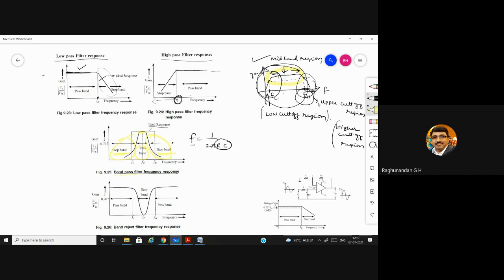Now, when you look at the other one, the band rejection filter, it is exactly the reverse of a band pass filter. It is going to allow low frequency signals and high frequency signals, but it is going to stop some set of frequencies which you tune. So suppose you don't want to transmit the midband frequency, then during that time the gain will go to zero. And again when you reach the higher frequencies, the gain increases, and that will be fast.